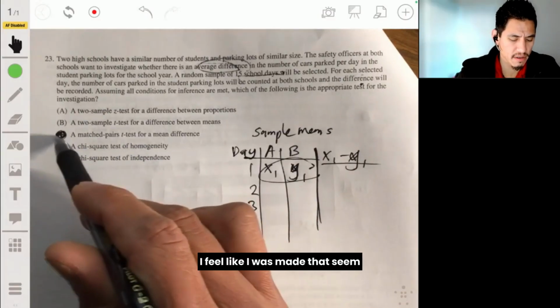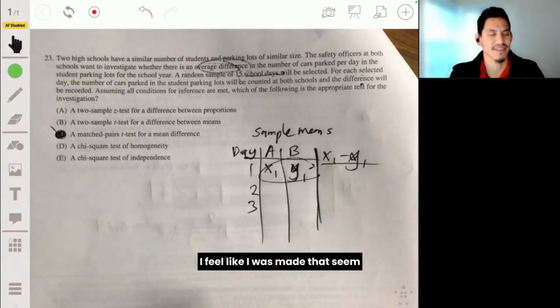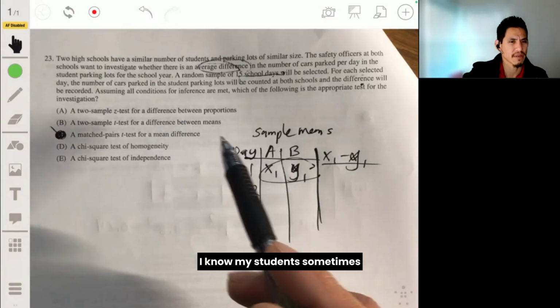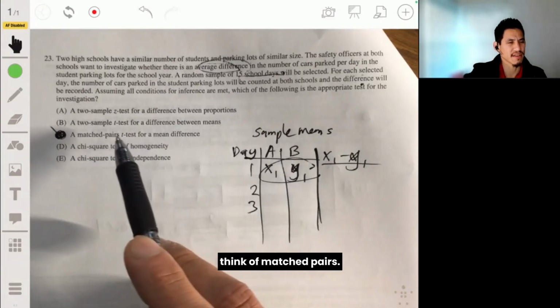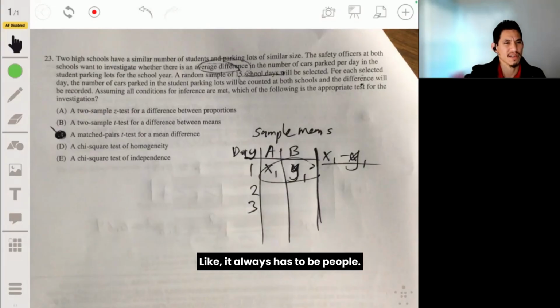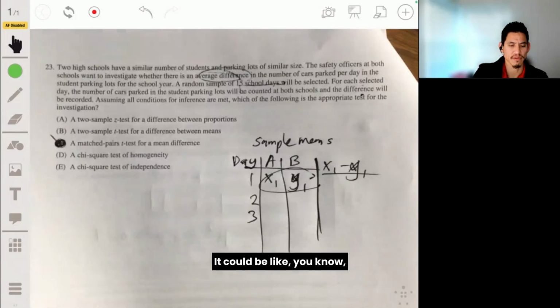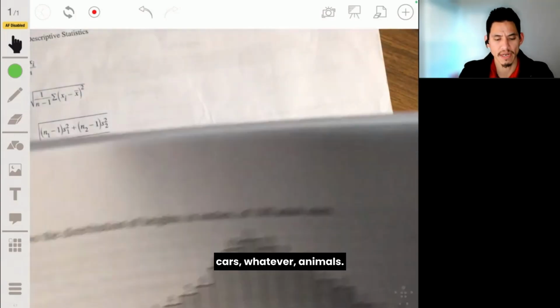I feel like I made that seem a lot more confusing than it was. Sometimes I know my students need a visual because they think of matched pairs as always having to be people. No, it doesn't always have to be people. It just has to be two similar individuals, but it doesn't have to be people per se. It could be cars, animals, whatever.